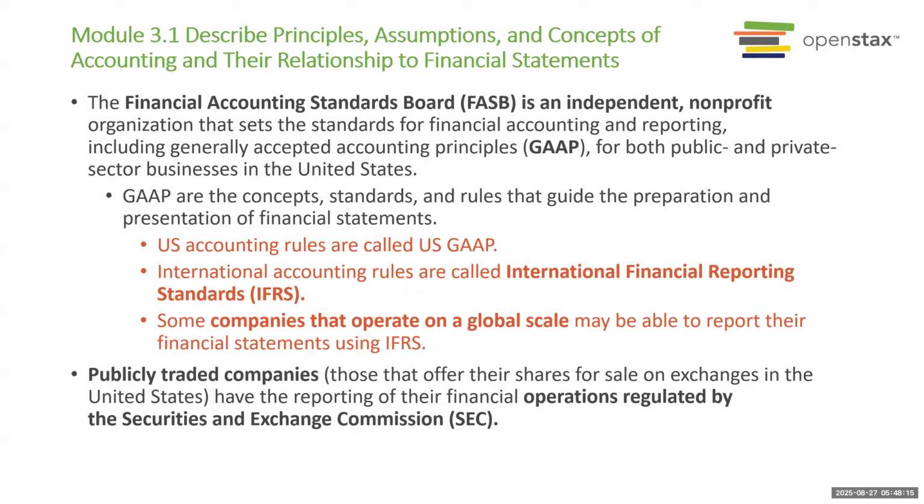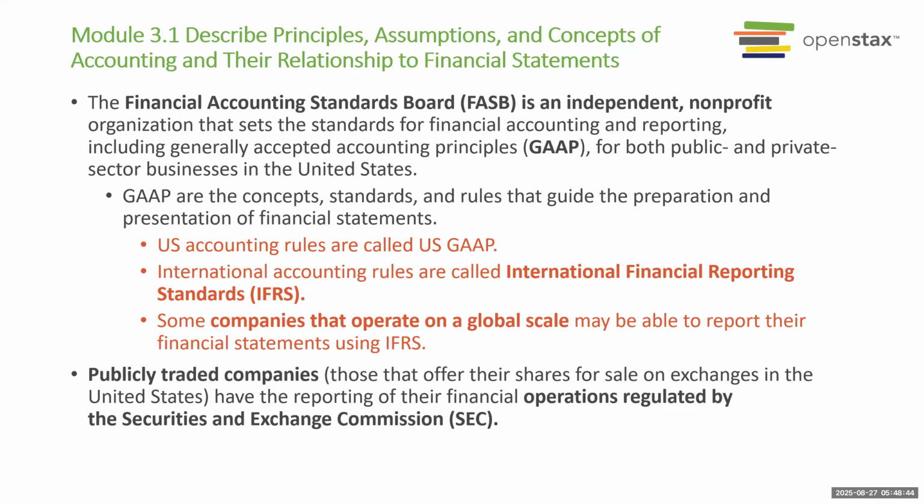So to look at concepts and overarching, we want to see who are the people in charge of designing the accounting standards. In this case, it's the Financial Accounting Standards Board, which is an independent nonprofit organization that sets these rules. And the rules they set are called GAAP, or Generally Accepted Accounting Principles. And these are designed for both public and private sectors of business in the US.